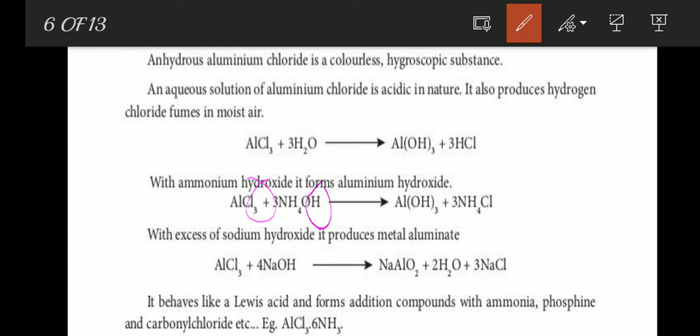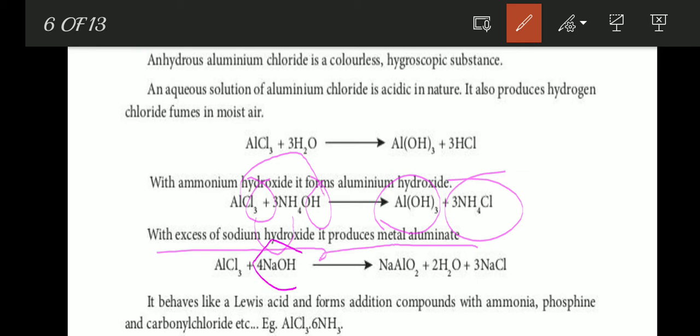AlCl3 and NaOH form Al(OH)3 and NH4Cl. With excess sodium hydroxide, it produces metal aluminate. Excess sodium hydroxide reacts with aluminum chloride to form sodium metaaluminate, water, and NaCl.